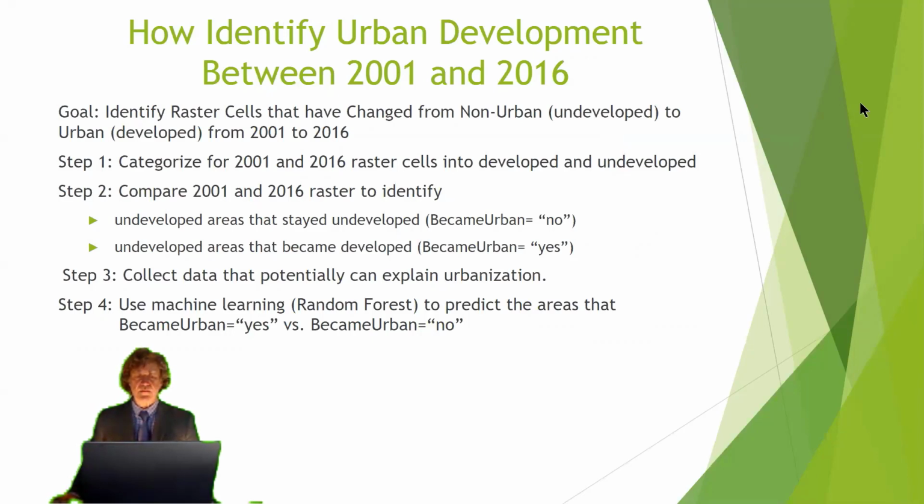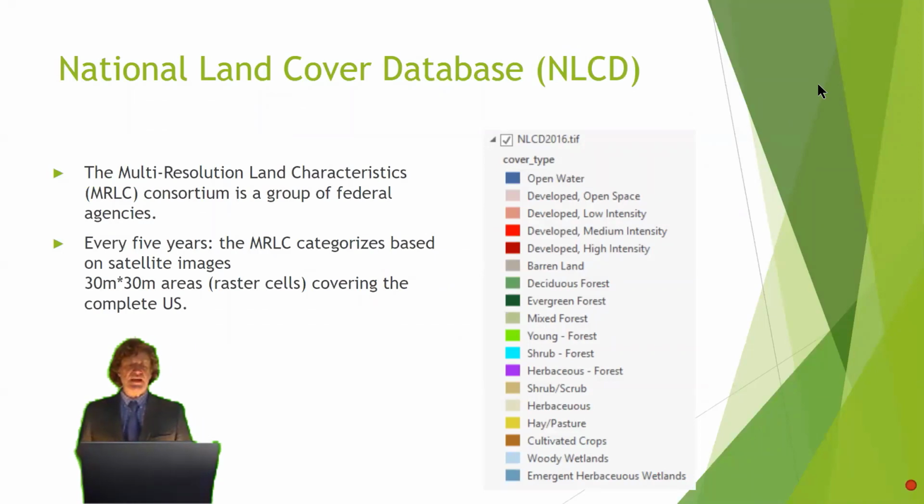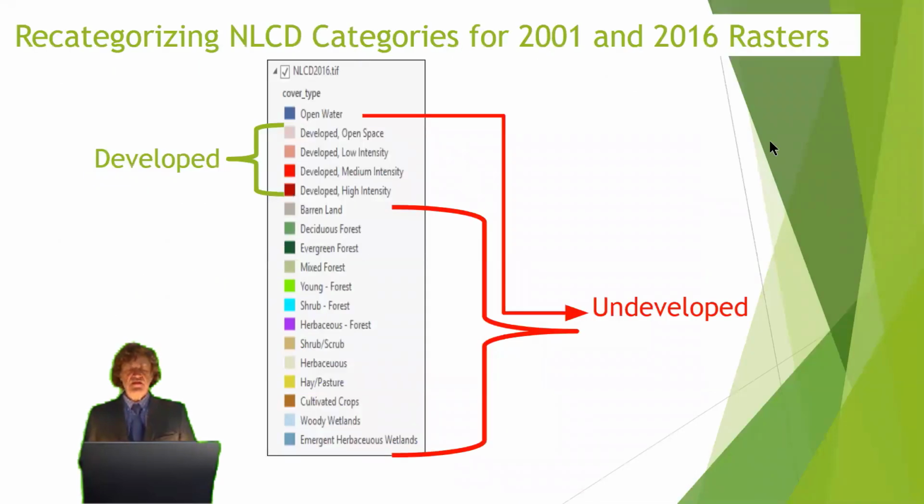Let's start with step number 1. We got our data from the National Land Cover database, and this database is updated every 5 years. For our research area, for each of our cells, 30 times 30 meters, we have about 20 categories, and you can see them here at the right. We used ArcGIS Pro to recategorize these categories into developed. These were 4 of the original categories. And the rest was categorized as undeveloped, which gives us a total of 2 different classes, developed or undeveloped.